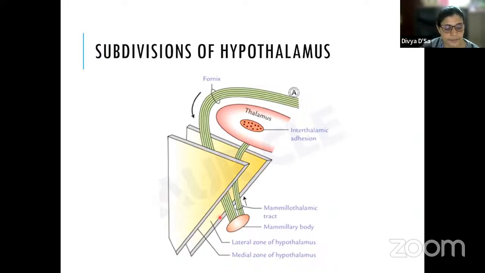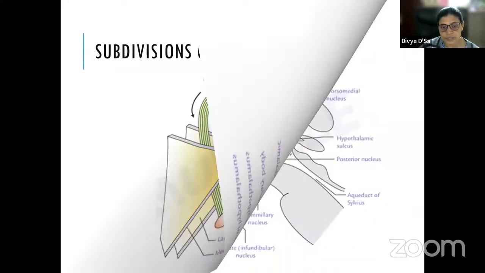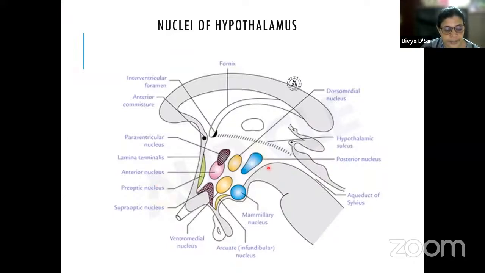The medial zone is again divided into two: a thin ependymal or periventricular zone and a thicker intermediate zone. So in the subdivisions we have three zones: the periventricular zone and the intermediate zone, which both belong to the medial zone, and the lateral zone. Then the hypothalamus is also divided anteroposteriorly into four regions: the preoptic region, the supraoptic region, the tuberal region, and the mammillary region. The preoptic region is in relation to the lamina terminalis. The supraoptic region, as the name says, lies above the optic chiasma.